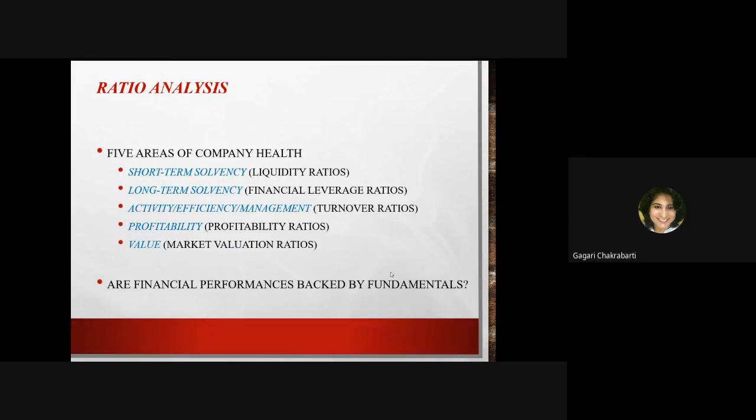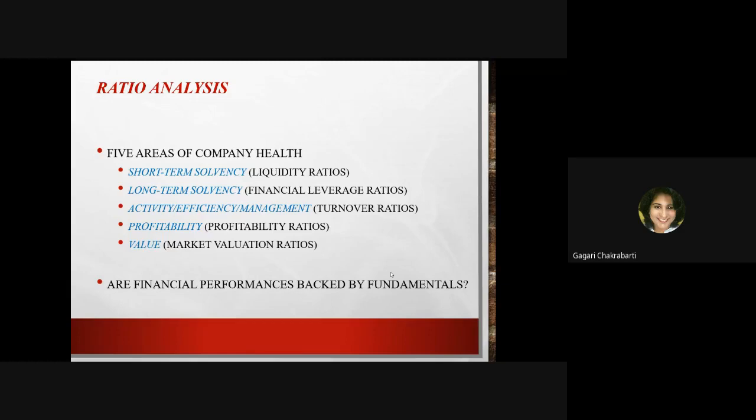Now, once again, I am saying that if you just go through any book of corporate finance, you will find all these 5 areas. There are different indicators. What happens if this ratio is greater than 1? What happens if this ratio is less than 1? But that is not sufficient.